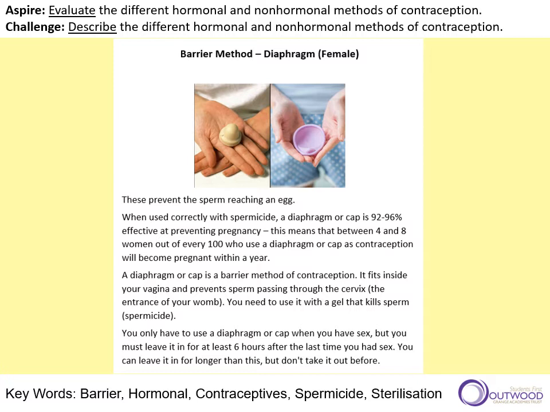You only have to use a diaphragm or cap when you have sex, so it's only something you basically have to prepare before, but you must leave it in for at least 6 hours after the last time you had sex. You can leave it for longer than this, but don't take it out before. The reason is that it captures the sperm, and the sperm can survive within the womb, within the cervix, for quite a long time. So you need to allow the spermicide to work to kill the sperm. Hence it's 6 hours.